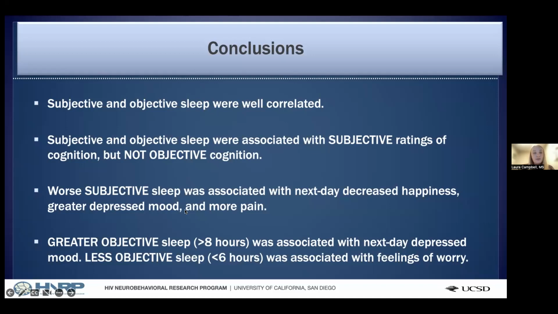We found that worse subjective sleep was associated with next day decreased happiness, greater depressed mood, and more pain. And then we found, interestingly, that greater objective sleep, so over 8 hours as compared to 6 to 8 hours, was associated with worse depression the next day for that person.